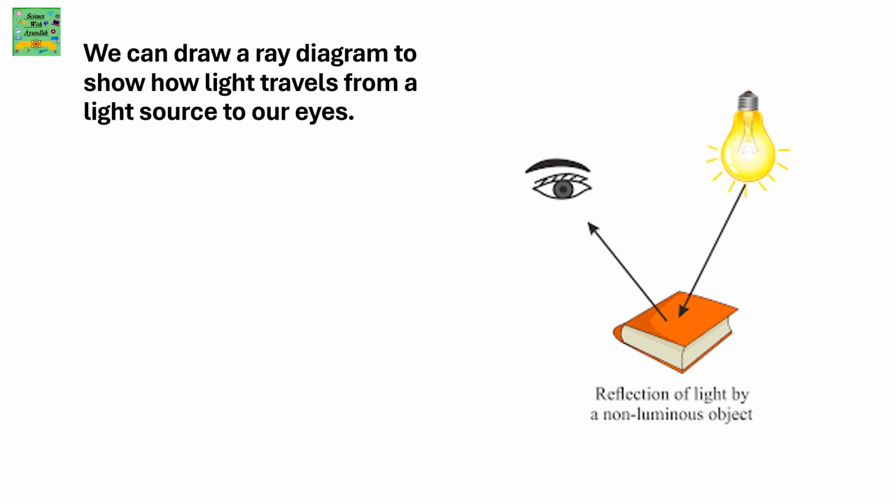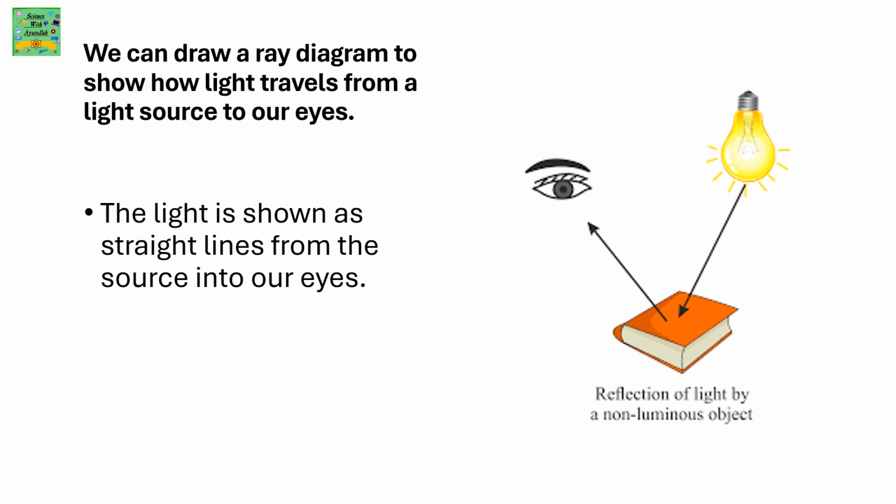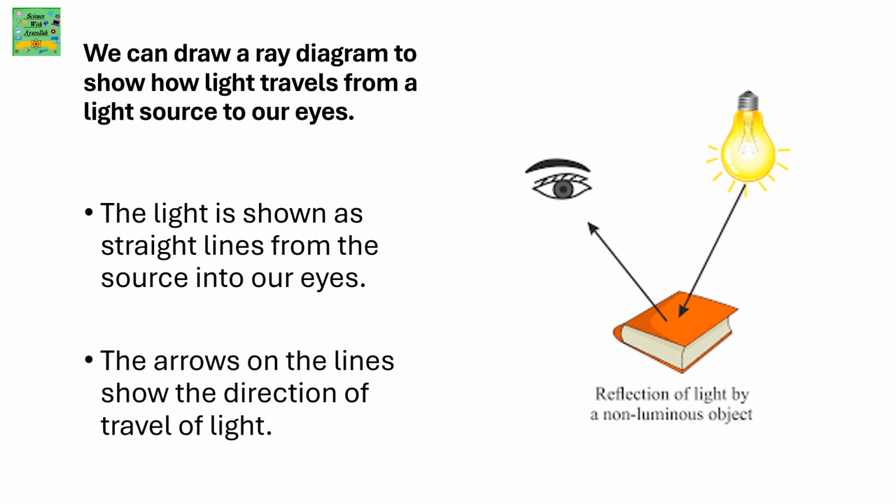We can draw a ray diagram to show how light travels from a light source to our eyes. The light is shown as straight lines from the source into our eyes. The arrows on the lines show the direction of travel of light.